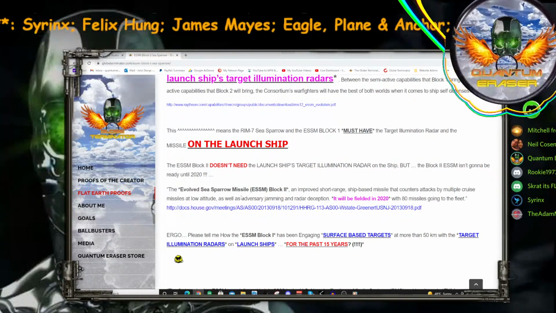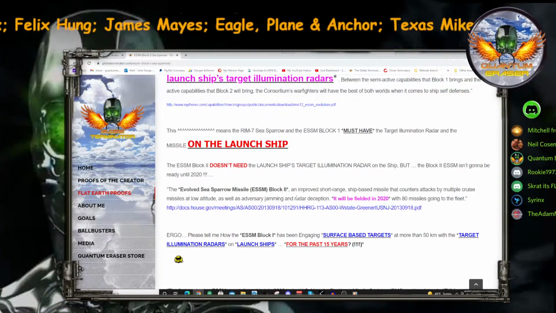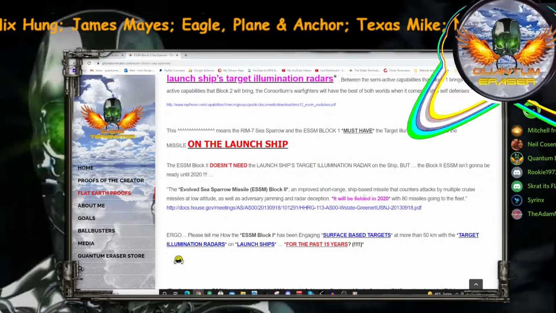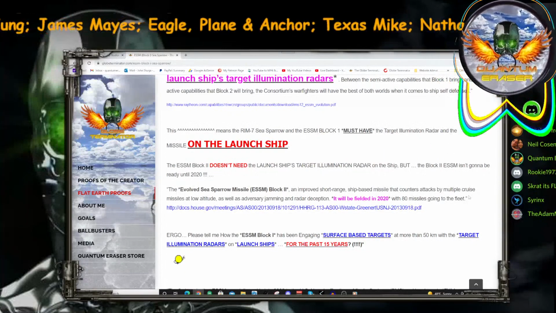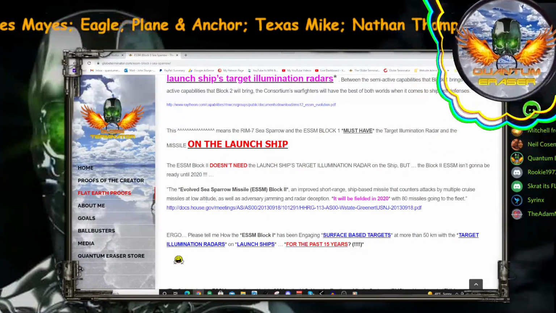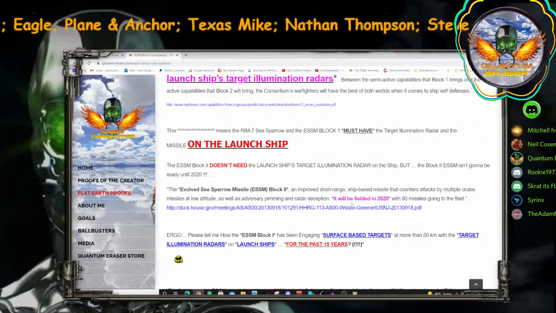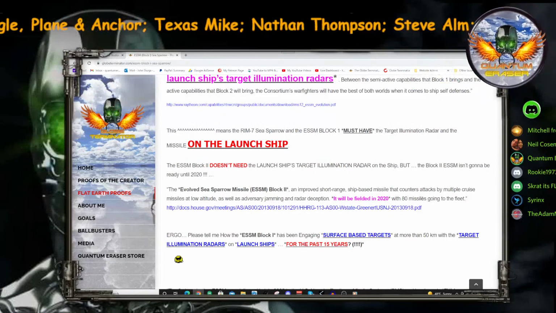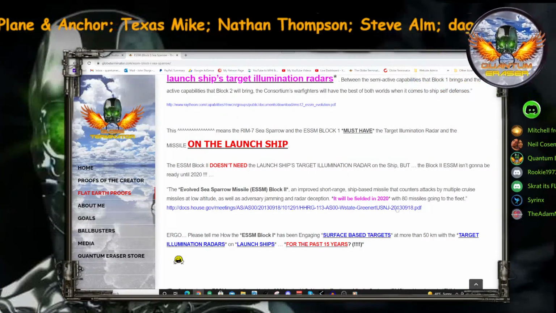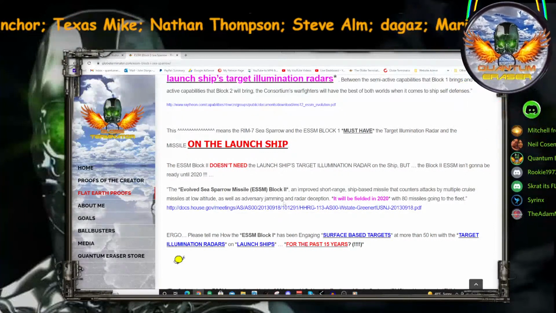And here it is from docs.house.gov. The Evolved Sea Sparrow Missile Block 2, an improved short-range ship-based missile that counters attacks by multiple cruise missiles at low altitude, as well as adversary jamming and radar deception. It will be fielded in 2020 with 80 missiles going to the fleet. I don't think that's happened yet, but it should be just around the corner.